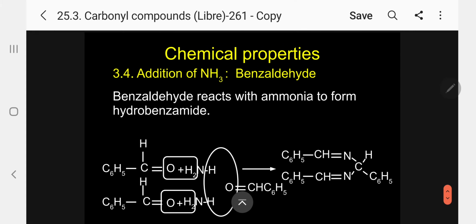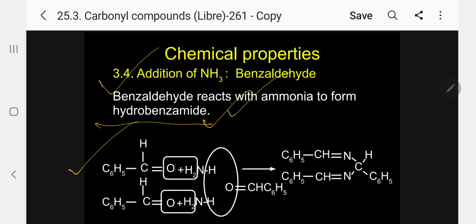The next one, benzaldehyde. Again, we know already it does not undergo addition, it is only condensation. Benzaldehyde reacts with ammonia to form hydrobenzamide. So how many molecules are reacting here? 3 molecules of benzaldehyde are reacting: 1, 2, 3. For your convenience I could simply put 3, but then you cannot understand the concept. Then 2 moles of ammonia are reacting. What is happening now? Water here, water here, water out here. So this is the product. Kindly follow. This is called hydrobenzamide.